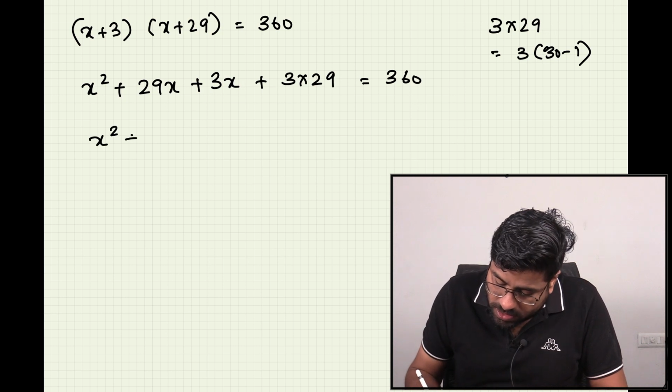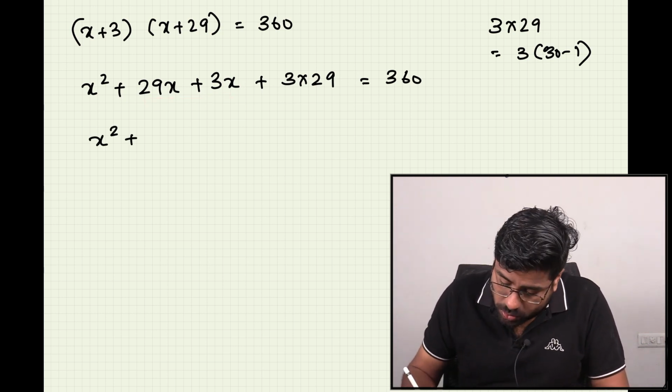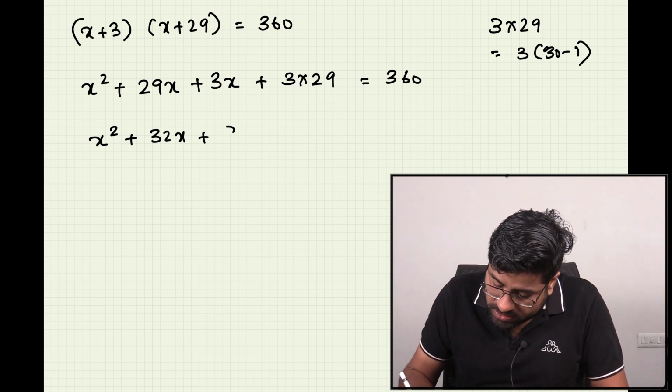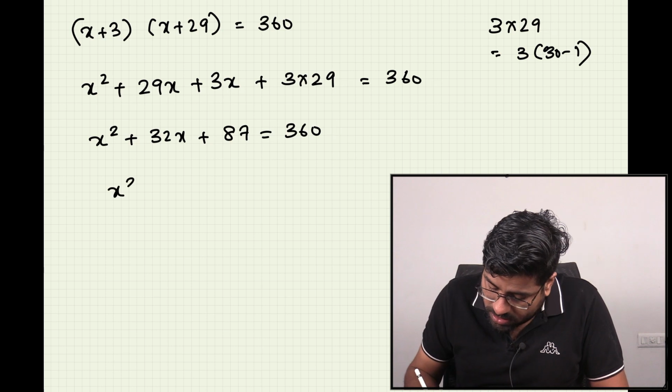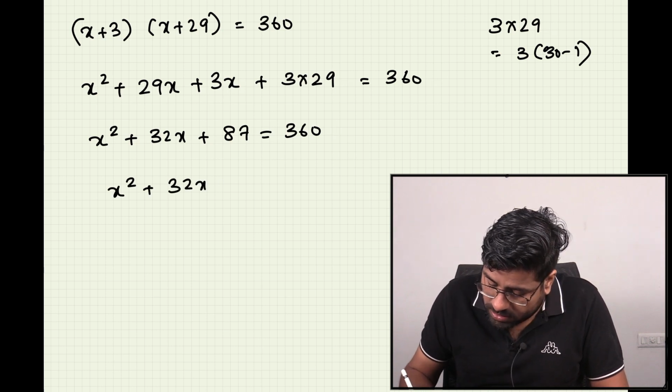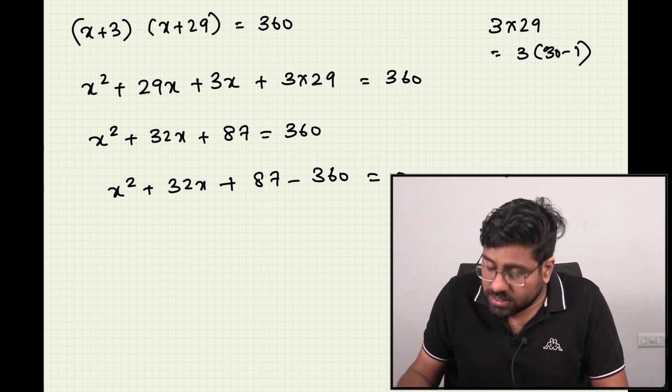So this is going to be X square plus, what is 29 plus 3? 29 plus 3 is going to be 32. 32X plus 87 is equal to 360. Now when I bring it to this side, that is going to be X square plus 32X plus 87 minus 360 is equal to 0.